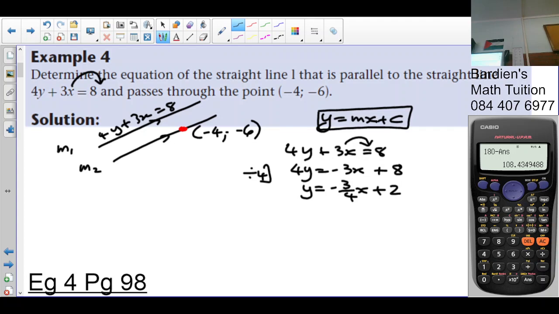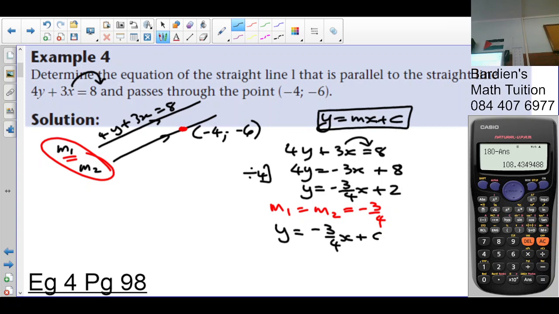So what do we say? The gradient 1 is equal to the gradient 2. Not so? So the first gradient is equal to the second gradient, which is equal to negative 3 over 4. Why? Because the lines are parallel. Okay. So what do we say now? Now we say y is equal to negative 3 over 4x plus c. Now we substitute a point that's lying on this graph that we're calculating, the equation we're calculating, which is negative 4 and negative 6.